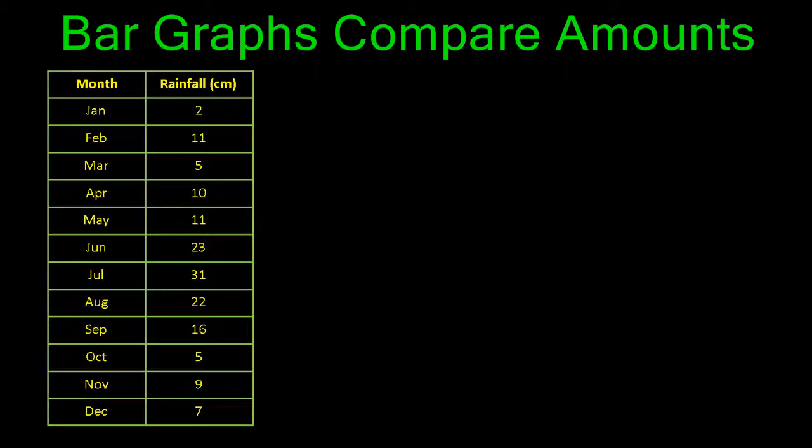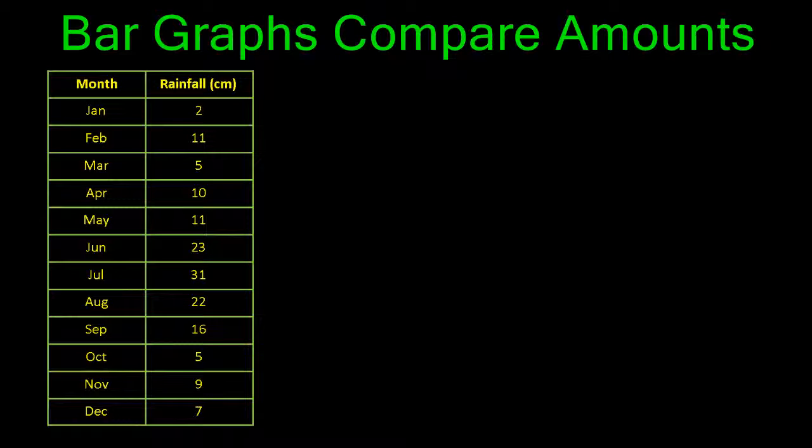Take a look at this chart, this data table. We're looking at the amount of rainfall that has fallen over the course of a year. You can see that our independent variable, the month, is qualitative data. It's just a word: January, February, March, April, and so on. Our dependent variable is the amount of rainfall that fell in each month. This is quantitative data. We see numbers here: 2, 11, 5, 10, and so forth.